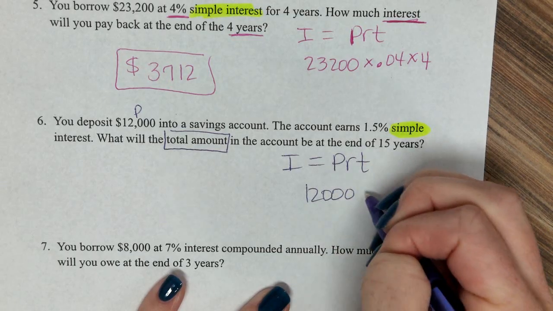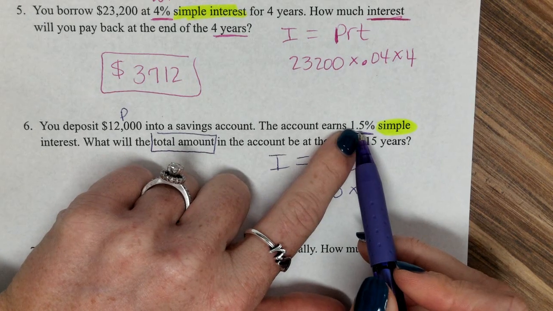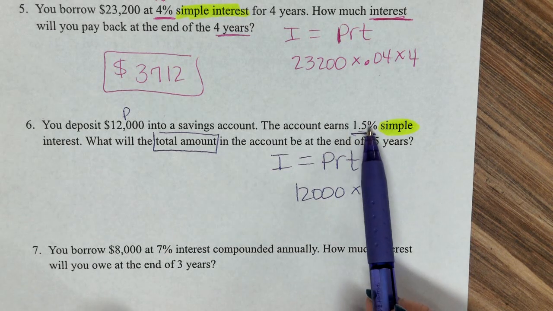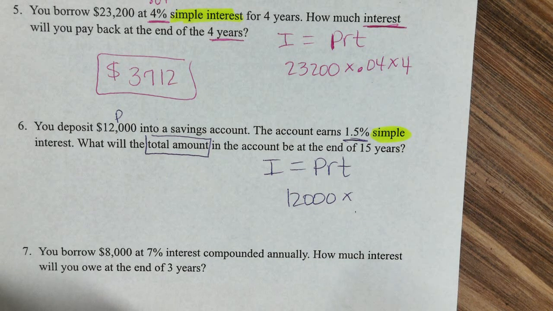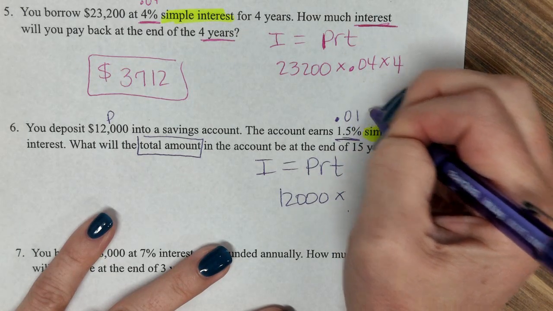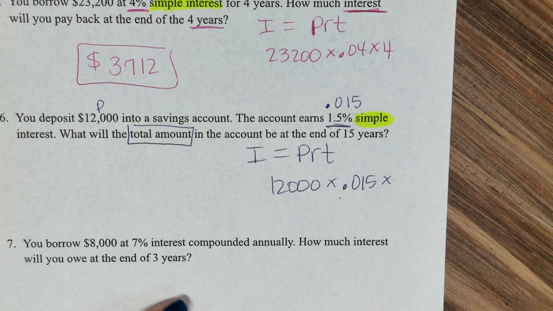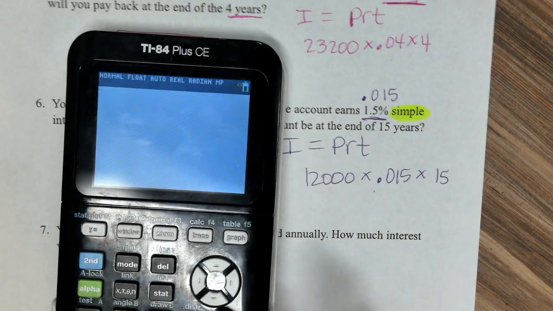$12,000 times the rate. What do I have to change this to? 0. But it already has a decimal in it. Why do I have to put it over 100? You are correct. Because it has a percent sign. It doesn't matter if it already has a decimal in it. If it has a percent sign, you have to put it over 100. So what does this become? 0.015. And how many years are they going to invest this? 15. All right, so I put this in my calculator.